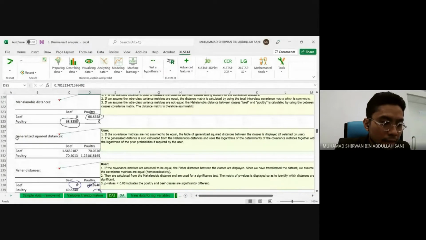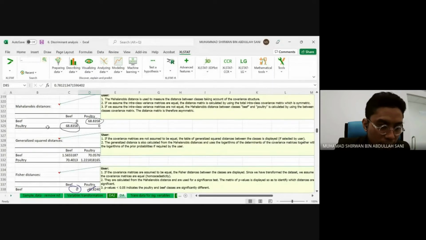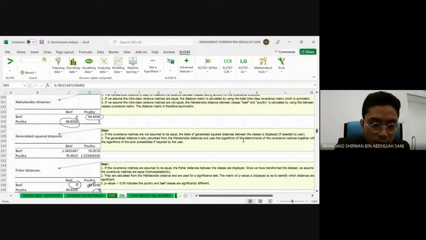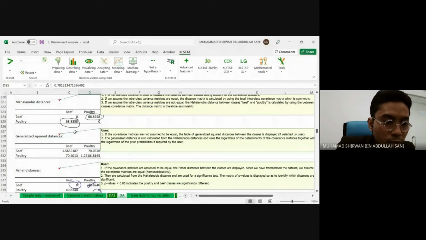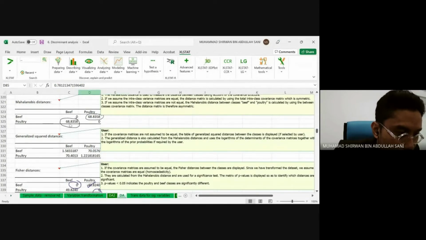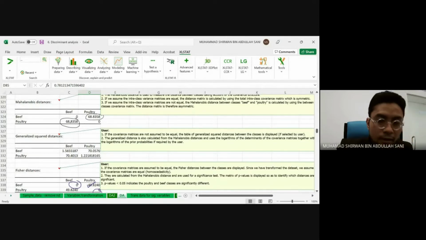Okay, and then we will get a generalized squared distance. If the covariance matrices are not assumed to be equal, the table of generalized squared distance between the classes is displayed. The generalized distance is also calculated from the Mahalanobis distance above, and uses the logarithm of the determinant of the covariance matrix together with the logarithm of the prior probabilities, required by the user. So this one, we just want to check the distance. Beef with beef is zero, of course. But beef with poultry is far, up to 68 units. So that will be considered. We have a different grouping.